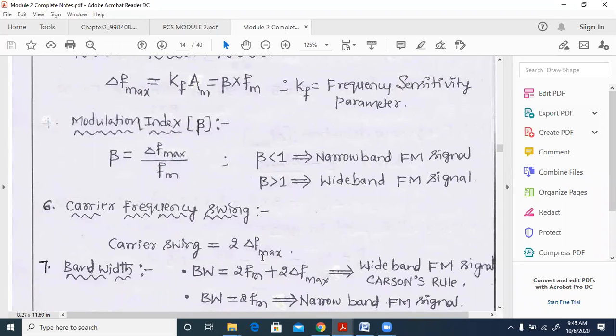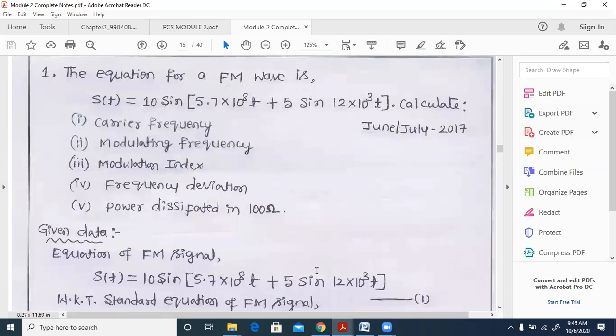1 plus beta, 2fm into 1 plus beta. So if beta is very small, then you can neglect it compared to 1, and then you are left with 2fm. Okay, but ideally this is the formula which should be used for bandwidth. Only when beta is very, very small, you can write this. At that time, del f max also will be very small.